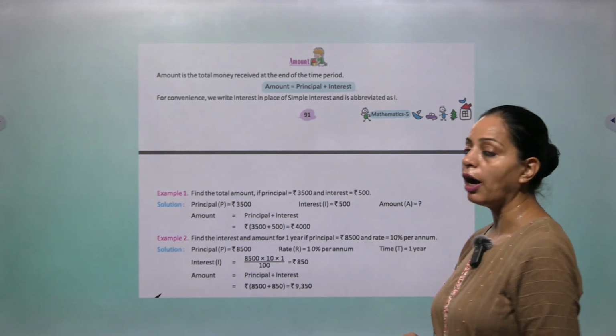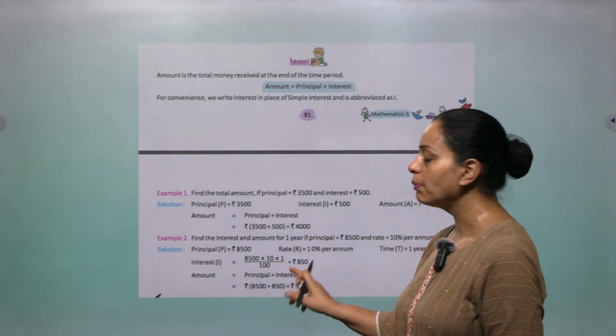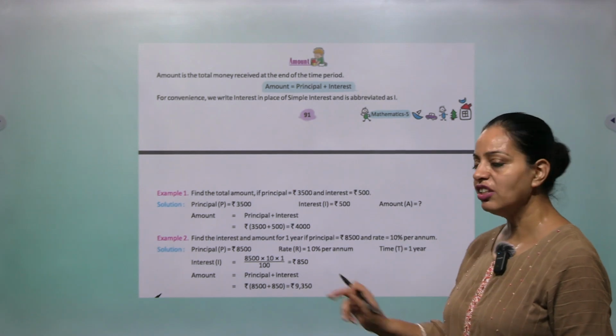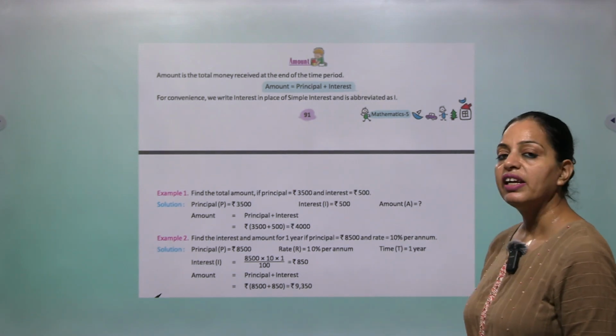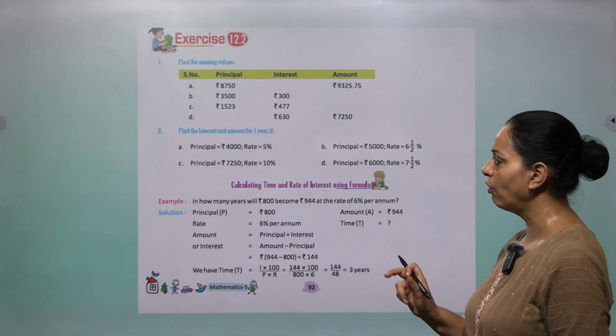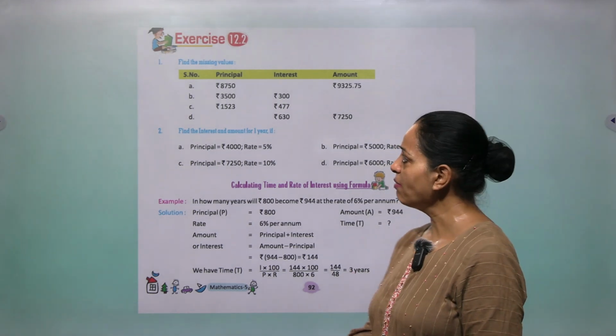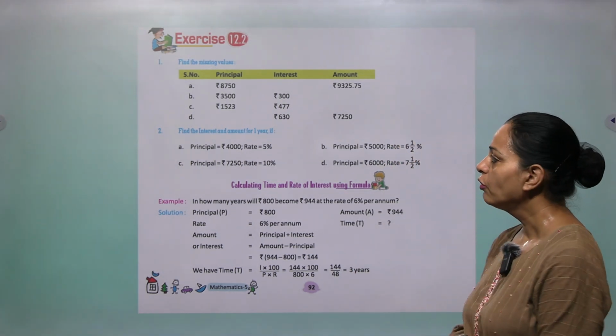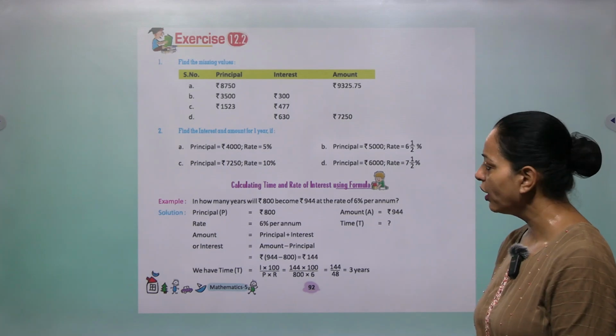So how can you find the amount? Amount is principal plus interest, 8500 plus 850. Just add these two numbers, you will get rupees 9350. Okay, so the same exercise 12.2 is based on such type of questions. You can try it and you can enjoy it.